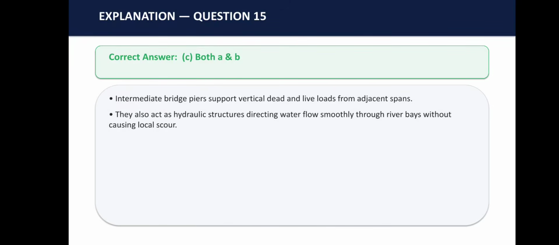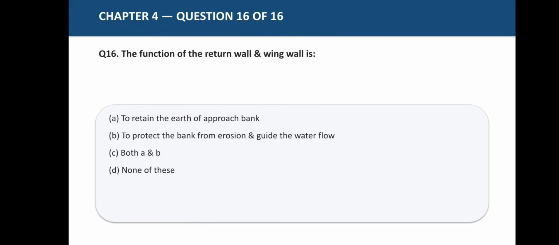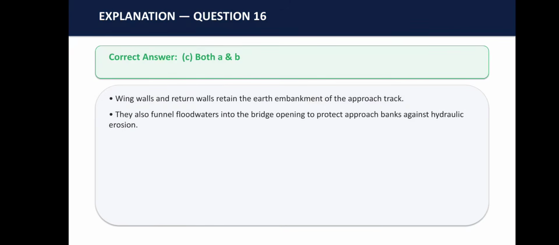Question 16. What is the function of the return wall and wing wall? Option A. To retain the earth of approach bank. Option B. To protect the bank from erosion and guide water flow. Option C. Both A and B. Option D. None of these. The correct answer is option C. Both A and B. Explanation. Wing walls and return walls retain the earth embankment of the track approach while funneling floodwaters into the bridge opening to protect approach banks against hydraulic erosion.